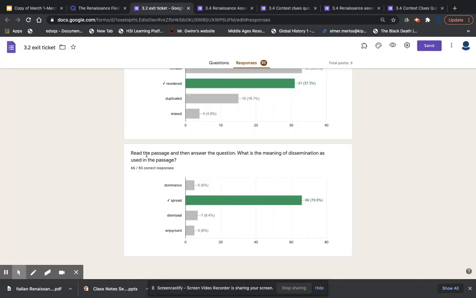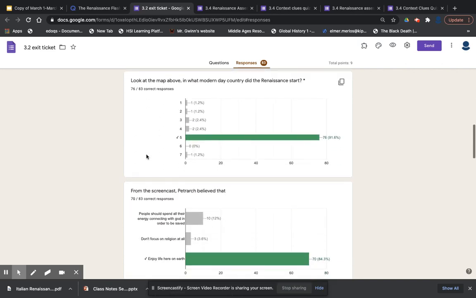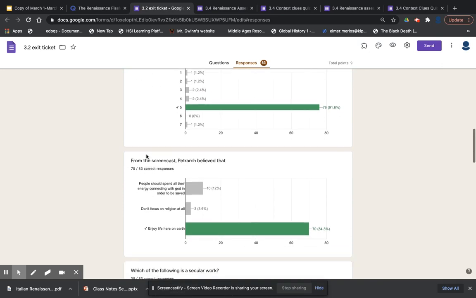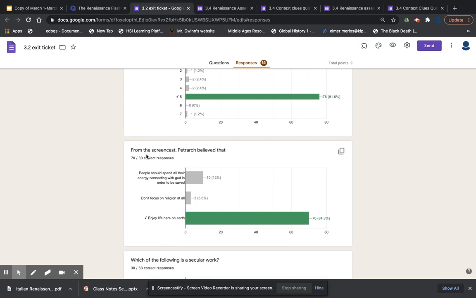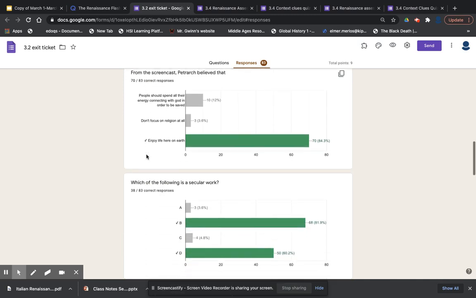Let's go over the exit ticket from today. Most of us know that the Renaissance started in Italy, 1300 to 1600s. From the screencast, Petrarch believed that life should be enjoyed. Yes, religion is important, but when we get to heaven, we're not going to care about Earth. So enjoy life here as much as you can when you are here.